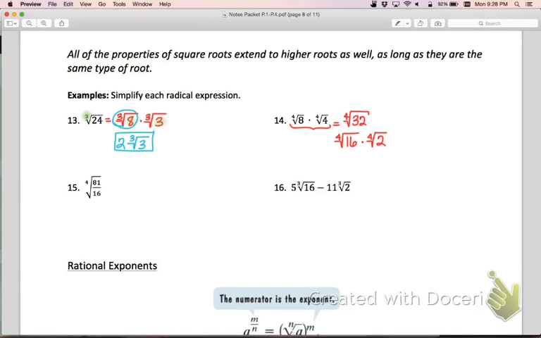All right. 2 to the 4th is 16. That's why it's a perfect fourth. So I get 2 here, and the 4th root of 2 does not simplify any further.